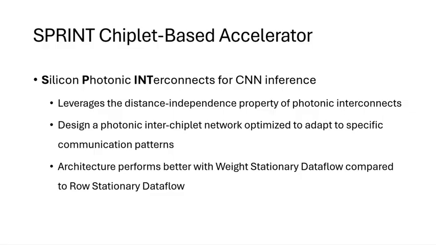Next is the Sprint chiplet-based accelerator. It is a silicon photonic interconnect for convolutional neural network inference. It leverages the distance independence property of photonic interconnects. Properties such as this and high bandwidth densities allow photonics to overcome the limitations of metallic interconnects.